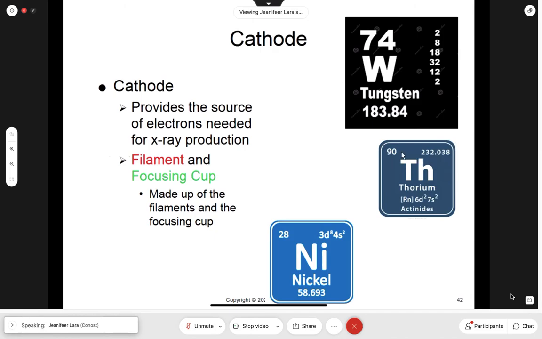But here we also have a bit of thorium, where on the anode side, we saw tungsten mixed with rhenium. On the filament or cathode side, we have tungsten mixed with thorium to keep the filament from breaking off. So anode side, we have tungsten with a splash of rhenium. On the cathode side, we have tungsten with a splash of thorium. Together, these two elements make up the filament. That is the material of the filament.